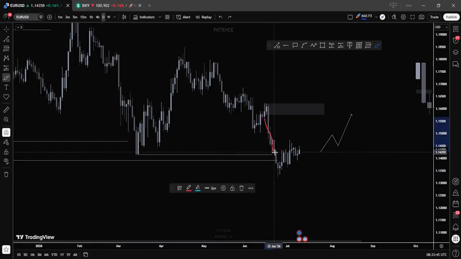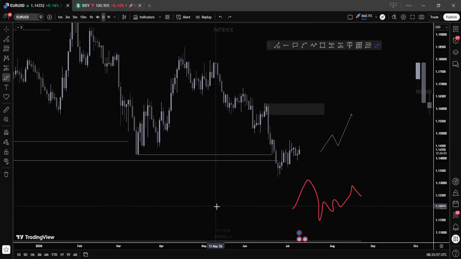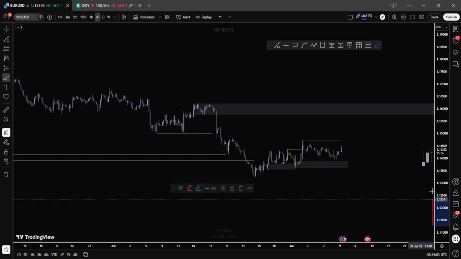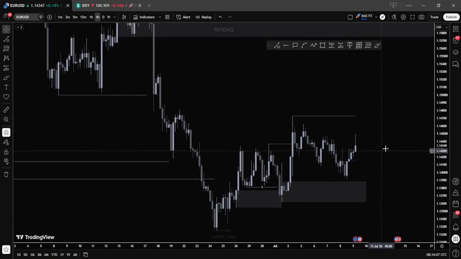So after a break of structure, what do you expect? You expect a pullback, right? So break of structure, pullback, sweep liquidity above a structural high, then you get a continuation. That's my model. So currently we are in the pullback phase. Okay, so that's on the daily. We are in the pullback phase on the daily. You keep that in mind.